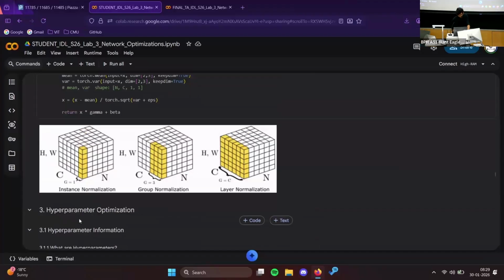So let's talk about hyperparameters. Do you guys know the difference between parameters and hyperparameters? Anyone in Zoom? Hyperparameter, right? Can you come again?